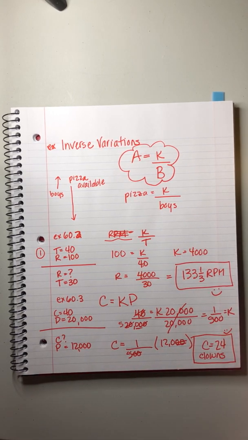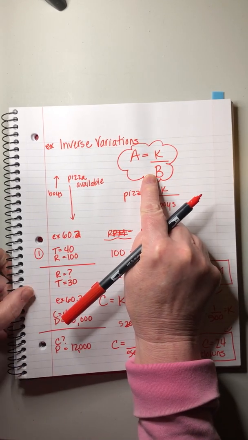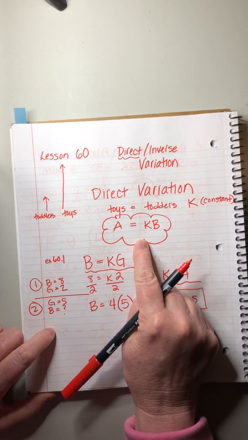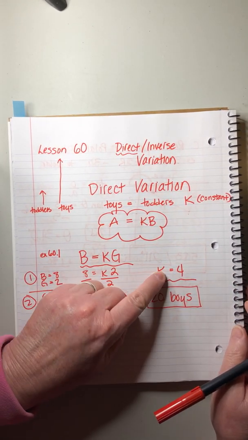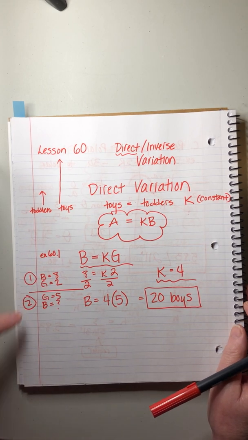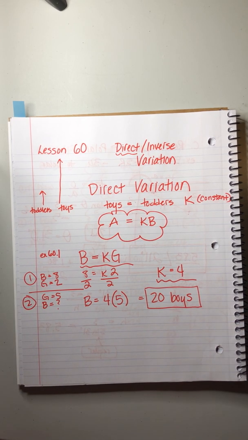Okay, direct and inverse variations. There's the formula for the inverse. There's the formula for the direct. It's always a two-step problem where first we solve for k, and then we use k to answer the question in the second scenario. Yay, we're done. Goodbye.